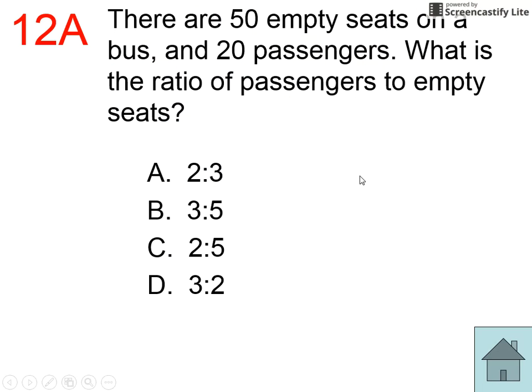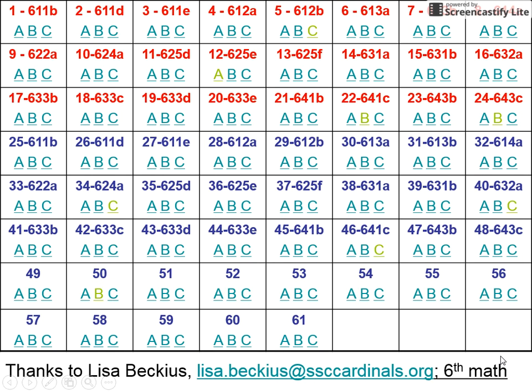Next is 12. There are 50 empty seats on a bus and 20 passengers. What is the ratio of passengers to empty seats? If I divide both of those by 10, it would be C, 2 to 5. So if they got C, please leave it alone. If they did not, draw a line through it.